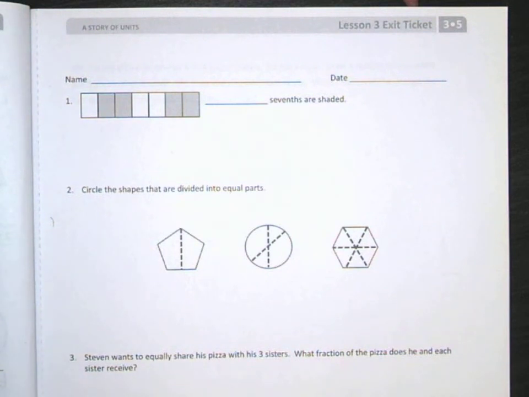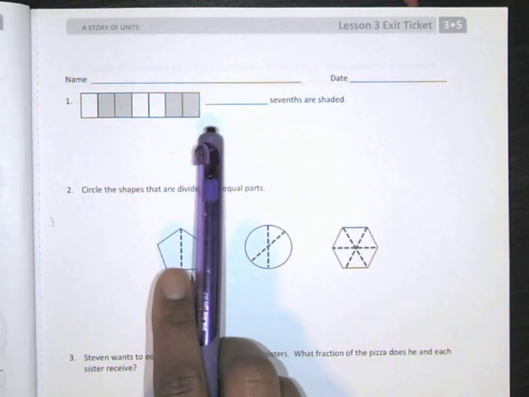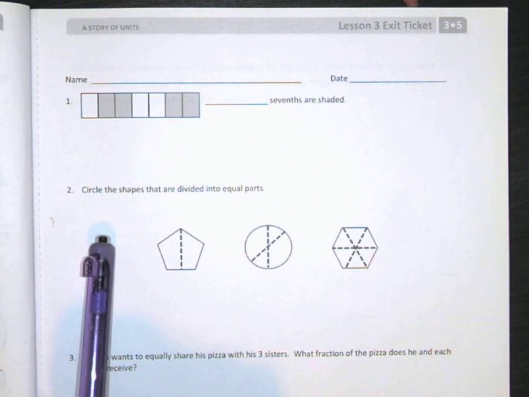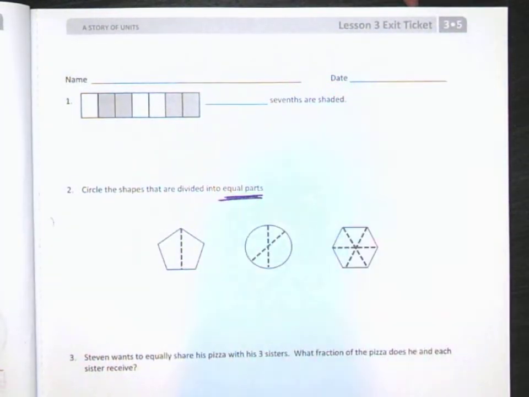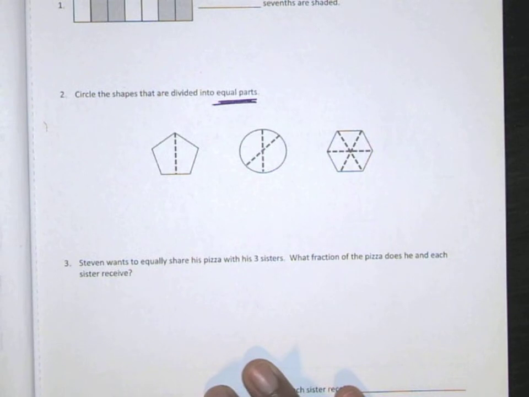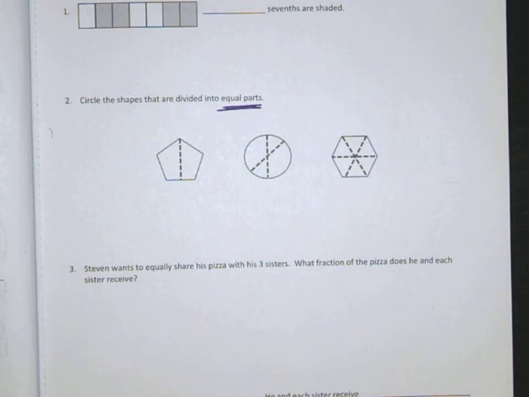So your exit ticket, first you're identifying how many parts are shaded. Here you're looking for shapes that are divided into equal parts. And for number 3, you have a word problem, very similar to what we did with Charlotte and her 4 friends with the candy bar. You got to find out how many people there are first, so you know how many parts to divide into.